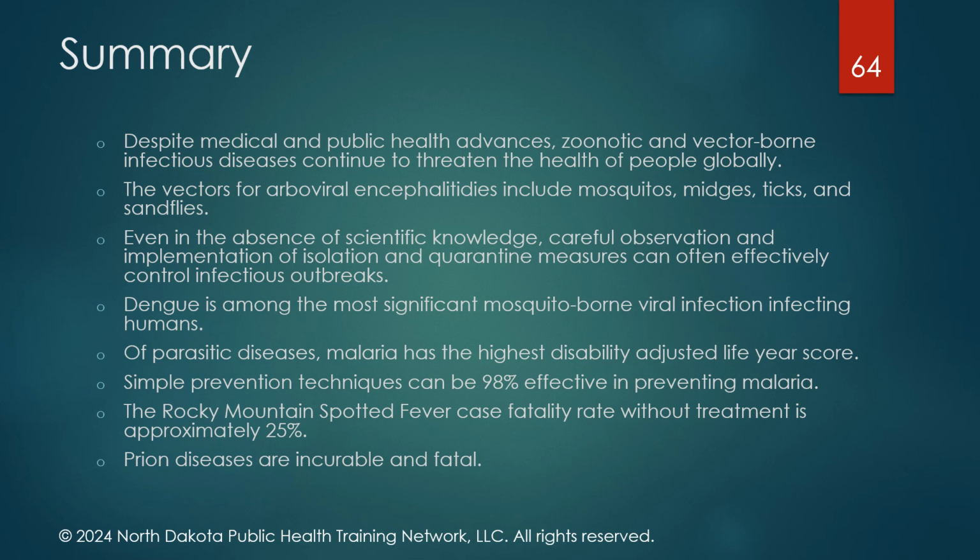Of parasitic diseases, malaria has the highest disability-adjusted life year score. Simple prevention techniques can be 98% effective in preventing malaria. The Rocky Mountain spotted fever case fatality rate without treatment is approximately 25%. Prion diseases are incurable and fatal.